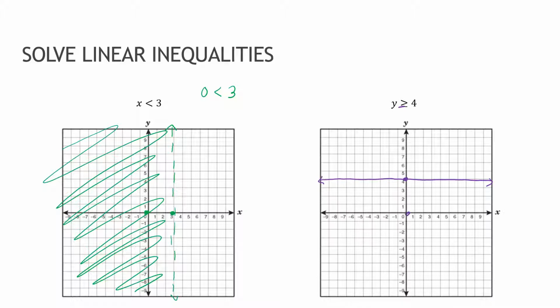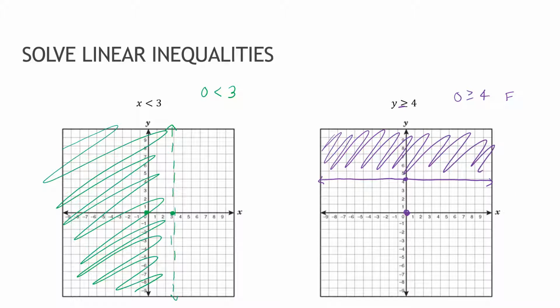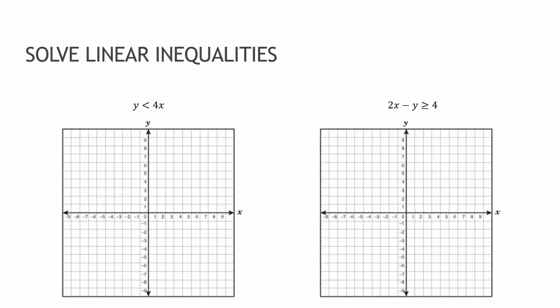Choose a test point of 0, 0. 0 is greater than or equal to 4. That, unfortunately, is false. So don't shade towards 0, 0. Shade the opposite side of 0, 0.